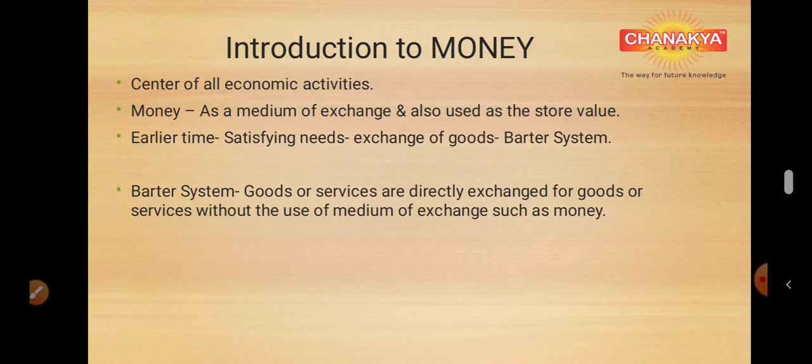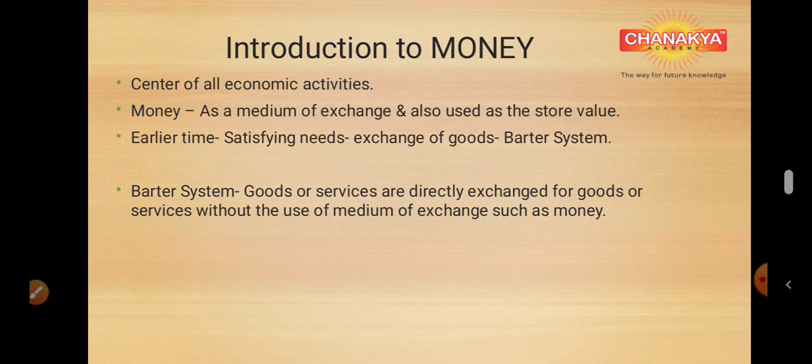Likewise, if I have an excess produce of rice and my friend B has an excess produce of wheat, we can exchange the produce and get our wishes or demands fulfilled. Right? So this was the concept of the barter system.